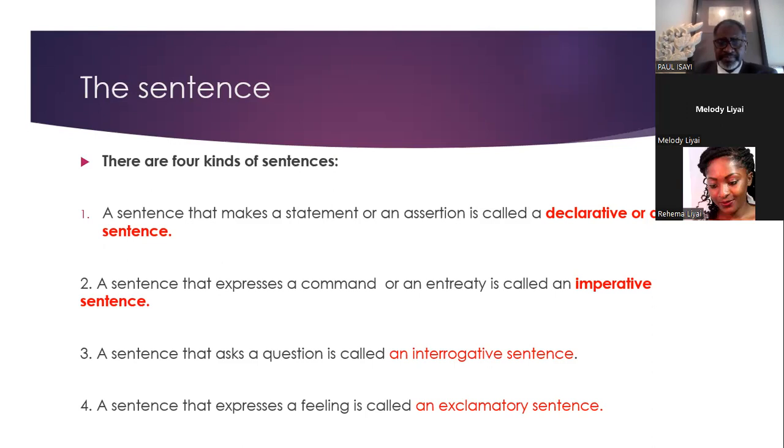A sentence that asks a question is called an interrogative sentence. A sentence that expresses a feeling is called an exclamatory sentence. That's very good. Now, Rehema, a declarative sentence or an assertive sentence is a sentence that just states. Make any sentence of your choice. I am a woman. That is a sentence. You are stating what you are. You are declaring.